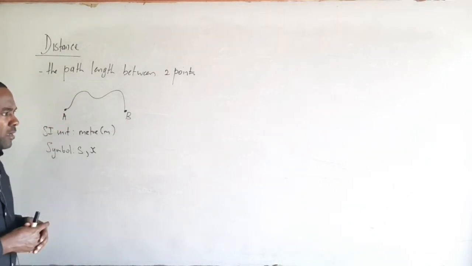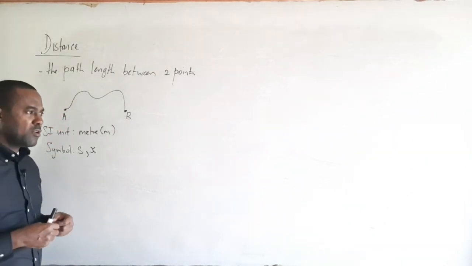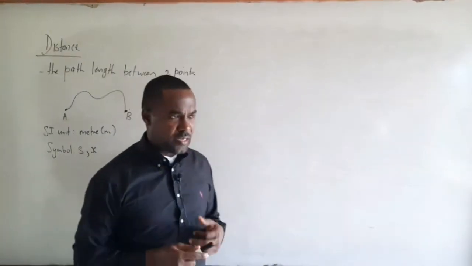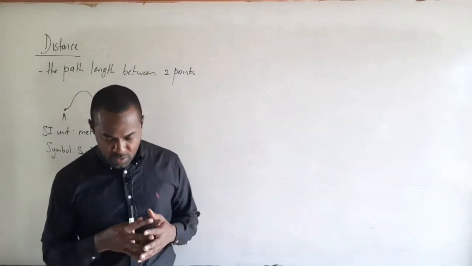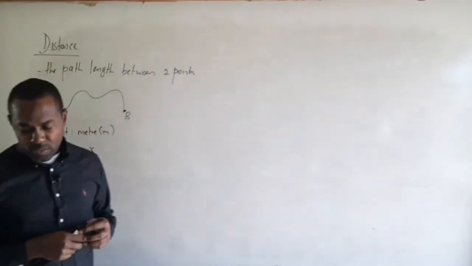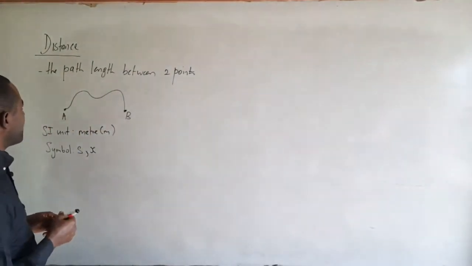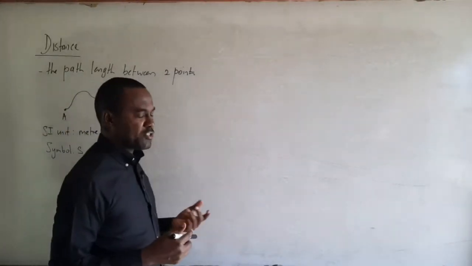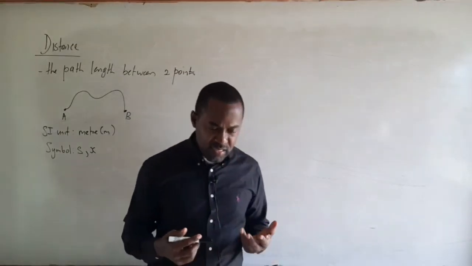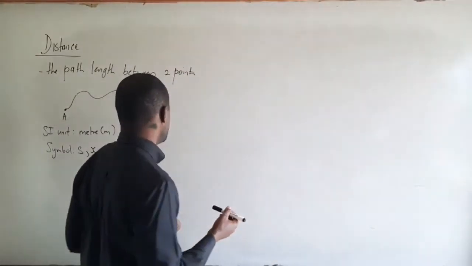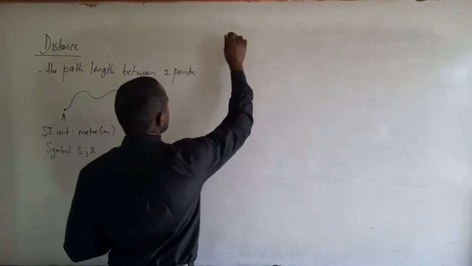Since we look at distance, we'll now look at distance time graphs. What is a distance time graph? A distance time graph is a graph which shows how a body's distance, or the distance traveled by a body, varies with time.